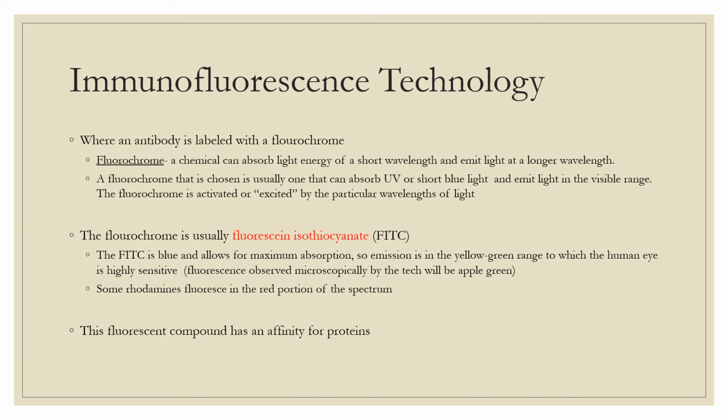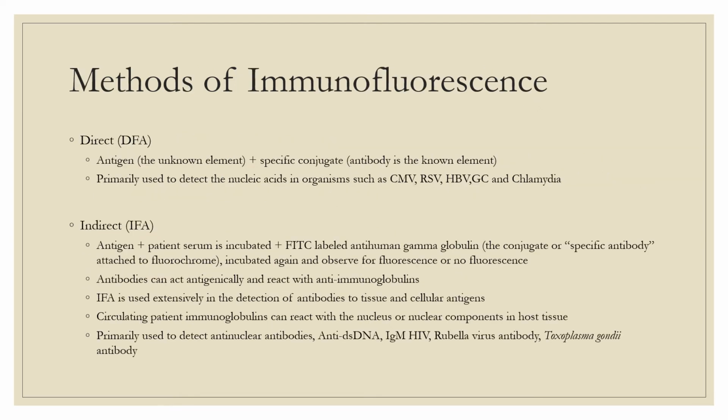Now, some rhodamines fluoresce on the red portion of the spectrum. This fluorescent compound has an affinity for proteins. There are two types or two methods of immunofluorescence. One is called direct immunofluorescent assay, and another one is called the indirect immunofluorescent assay.